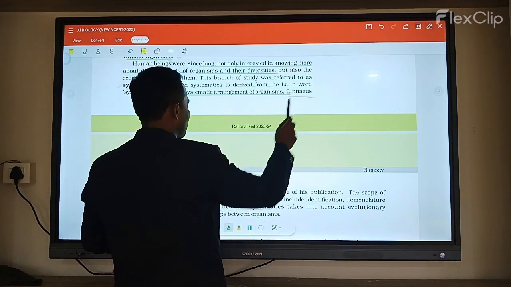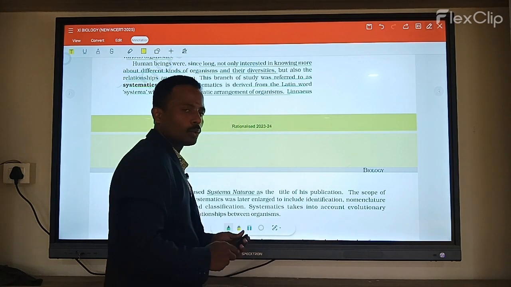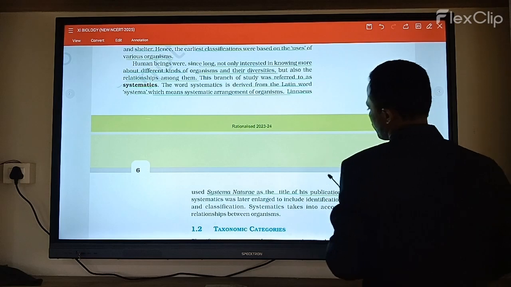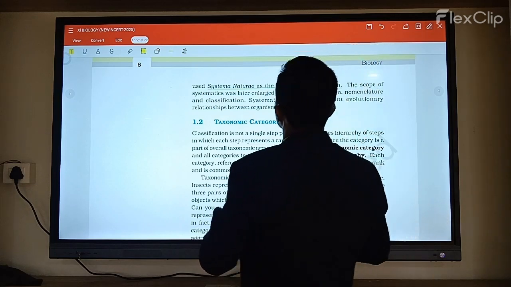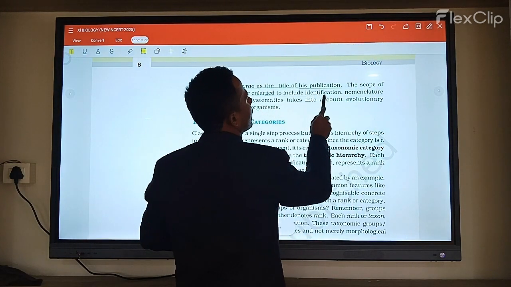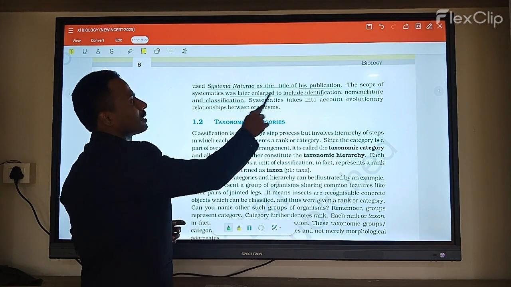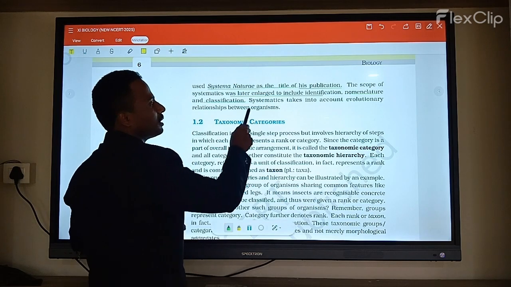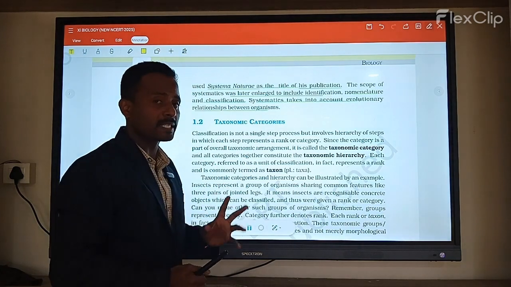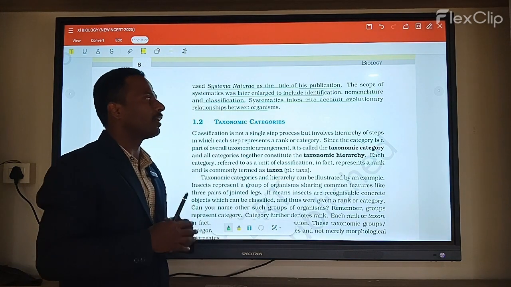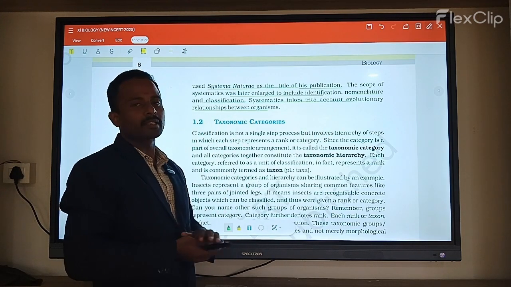Linnaeus used Systema Naturae as the title of his publication. He wrote a book in which he kept the information, Systema Naturae. The scope of systematics later enlarged, including identification, nomenclature, and classification. Systematics takes into account the evolutionary relationship between organisms. It depends upon evolutionary relationships, so as evolution takes place, the systematics also changes.